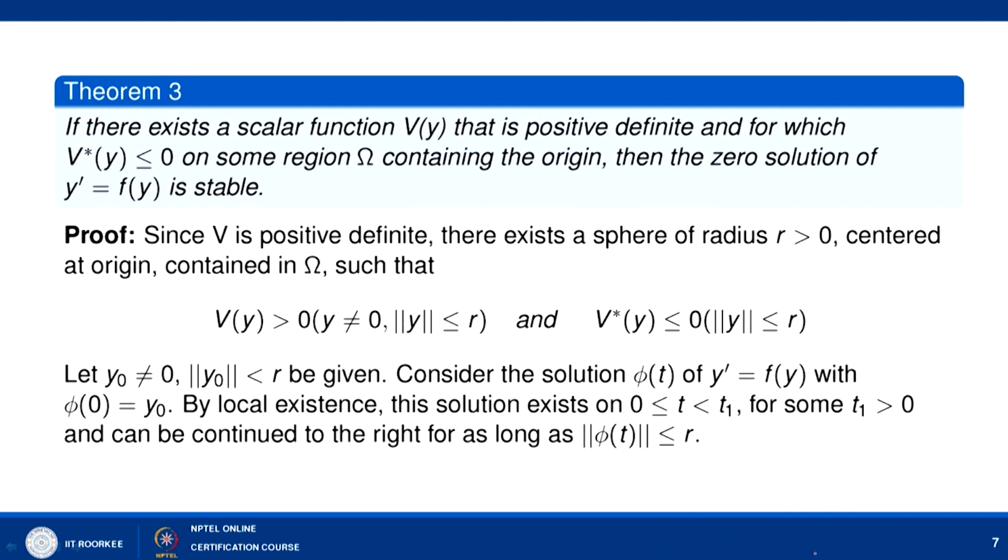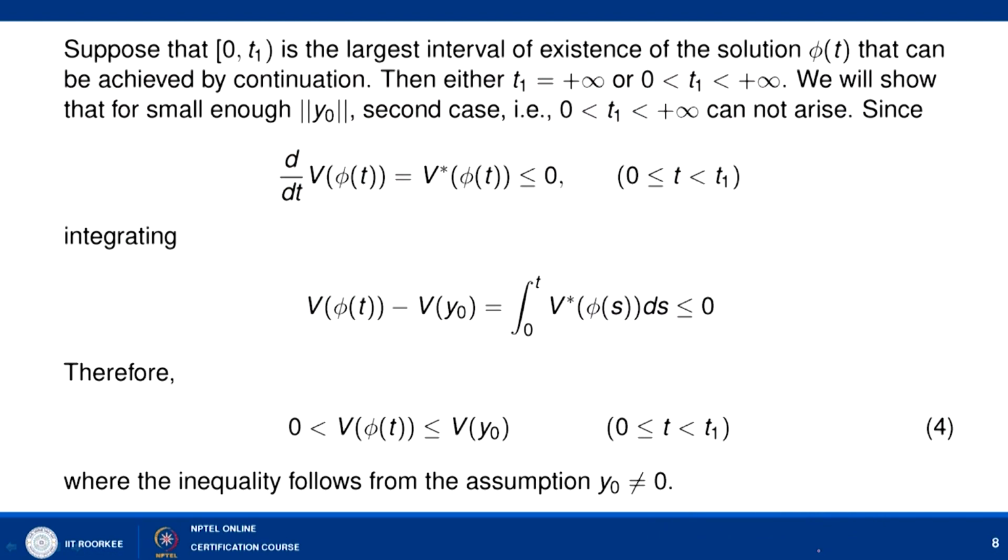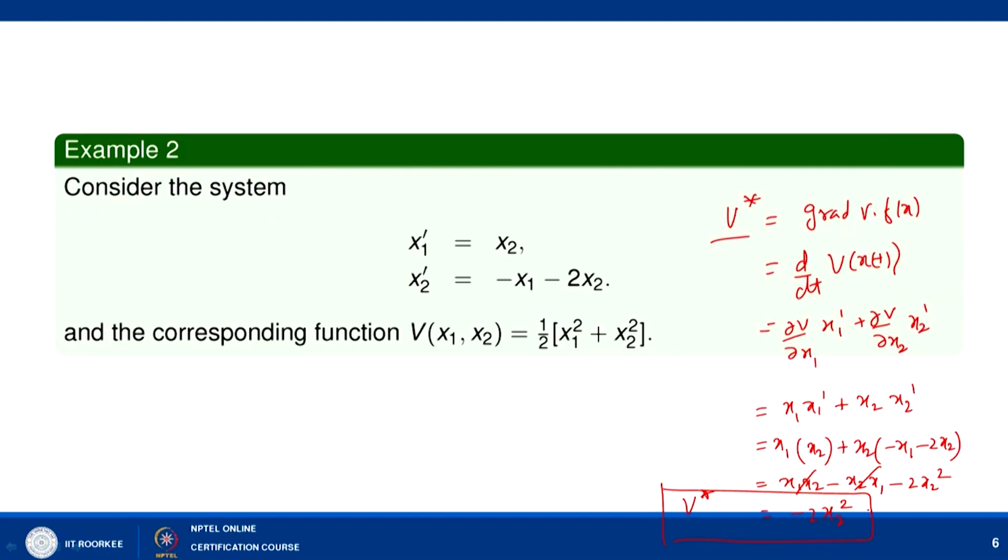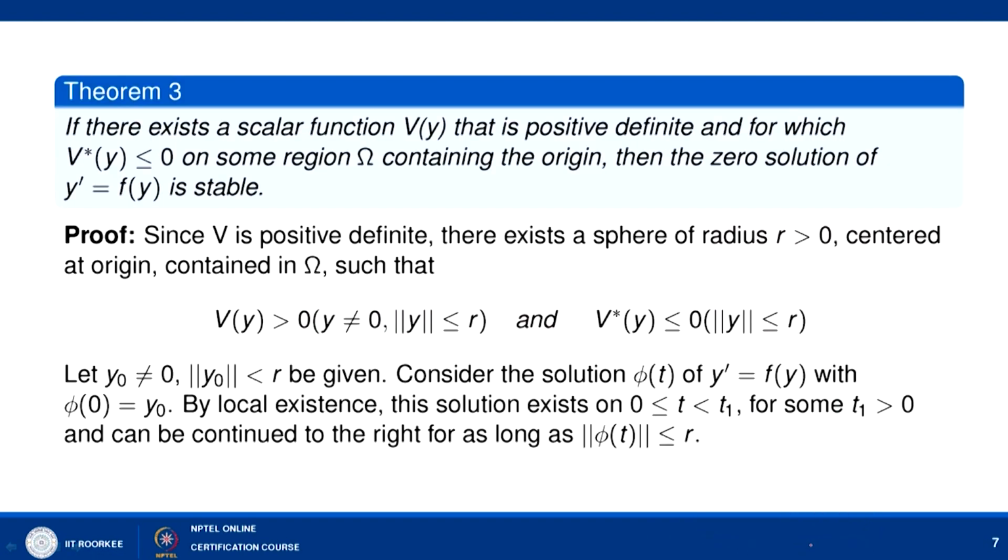Anyway, now that we have something related to this function V(x), let us consider the main theorems for finding the stability of a given system. One important theorem is theorem number 3. It says that if there exists a scalar function V of y that is positive definite and for which V star of y is less than or equal to 0 on some region omega which contains the origin, then the 0 solution of y dash equal to f of y is stable.